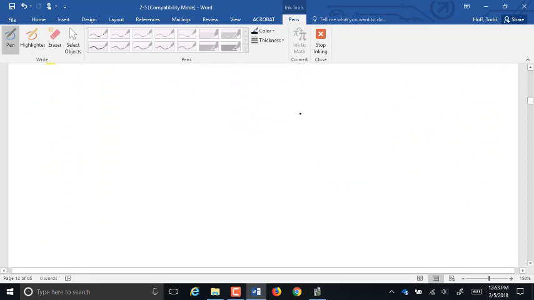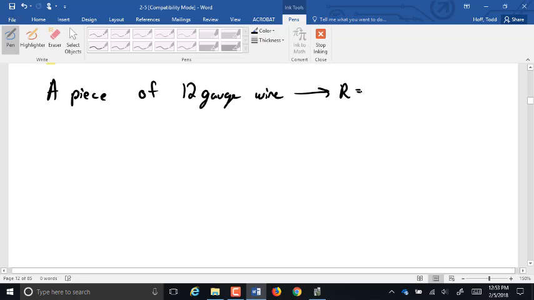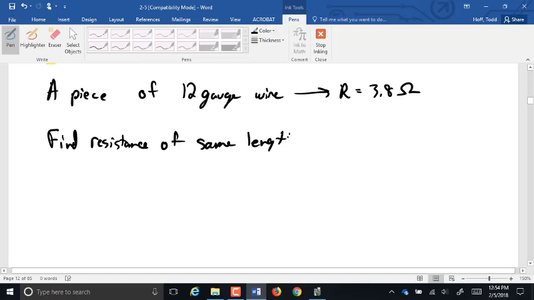So let's say that we do not know the length of a wire, but we do know that a piece of 12 gauge wire has a resistance of, let's give it, 3.8 ohms. I want to find the resistance of the same length of, let's say we drop that down to a 16 gauge wire.